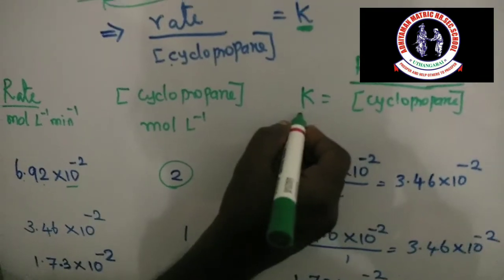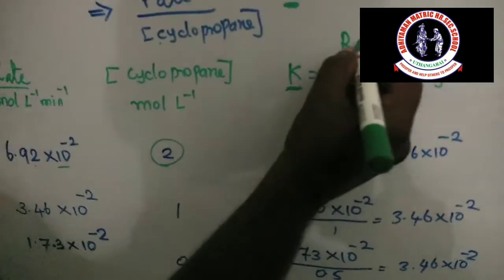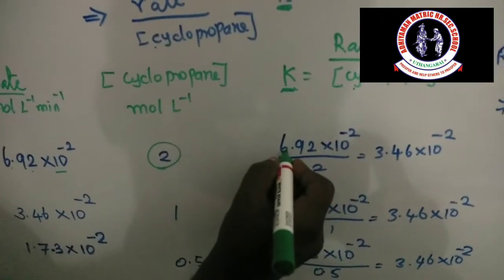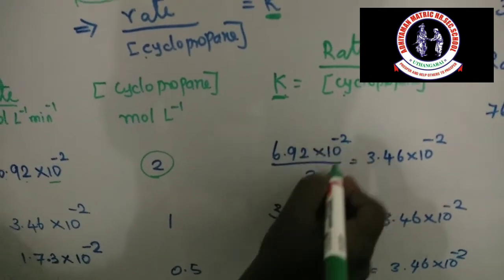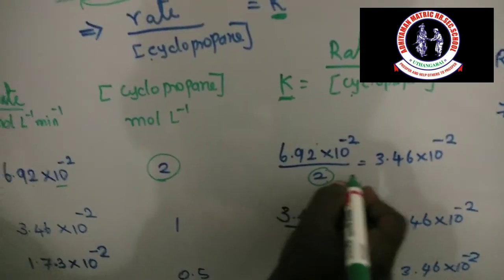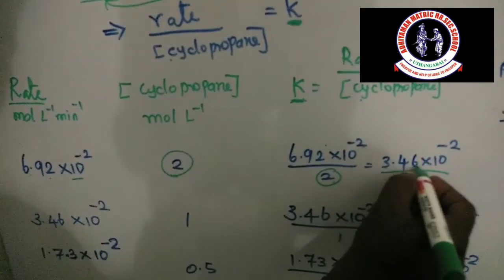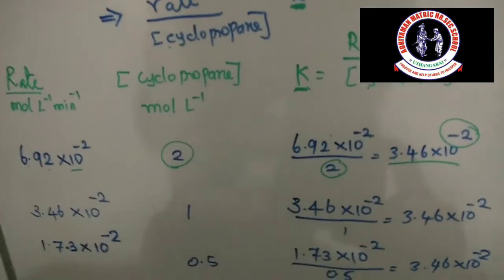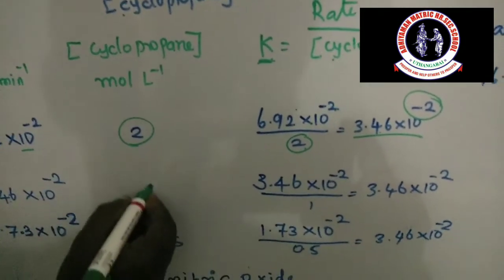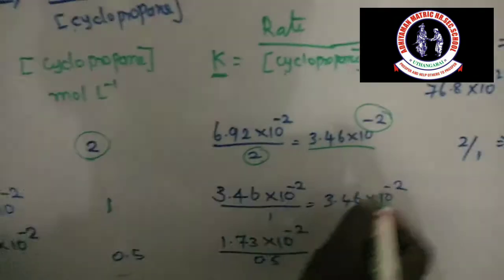Next, how will you calculate the rate constant? We already know that the formula for rate constant is equal to rate divided by concentration of cyclopropane. So 6.92 into 10 to the power of minus 2 is the experimental value. Concentration of cyclopropane is 2, so divided by 2, we have 3.46 into 10 to the power of minus 2. For another experimental value, 3.46 into 10 to the power of minus 2, the concentration is equal to 1. We get the value 3.46 into 10 to the power of minus 2.